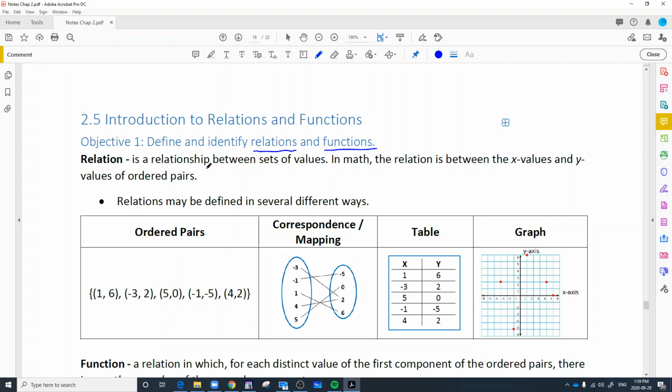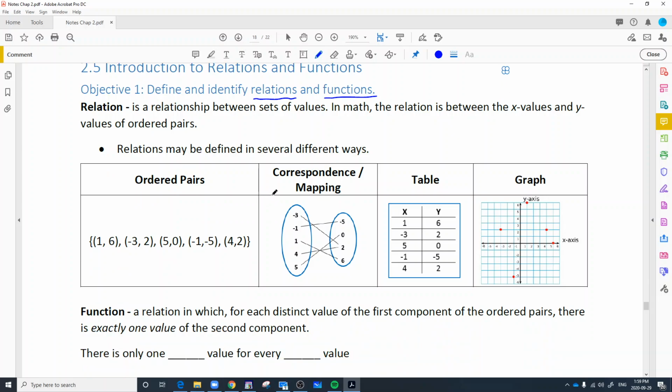Relations is anything where there is a relationship between a set of values. So what we're going to be talking about with graphing is the relationship between x and y values. You can show relationships in multiple different ways. You can show them as ordered pairs where the x is listed and the y is listed. You can show them using correspondence or mapping, where all of these are your x values and these are your y values, and your x values are corresponding to a y value. So for example, if you took -3 as the x, it corresponds to 2 as a y. So everything can be written in correspondence or as ordered pairs.